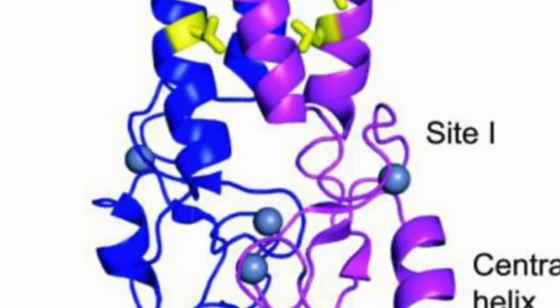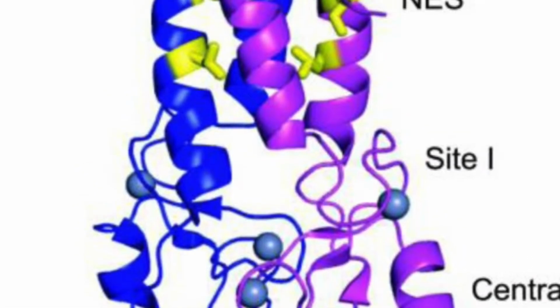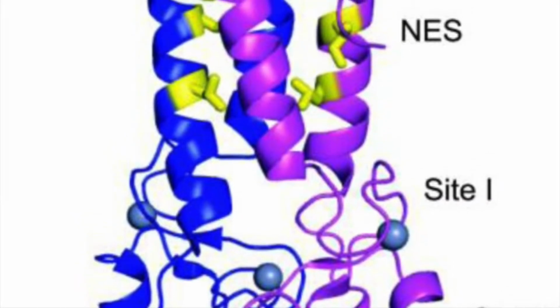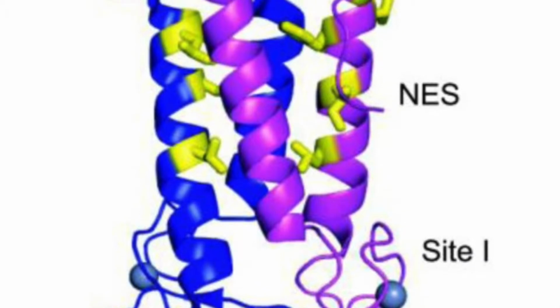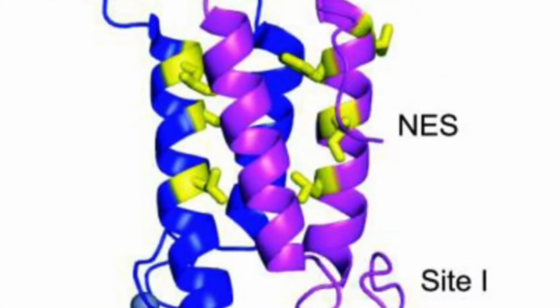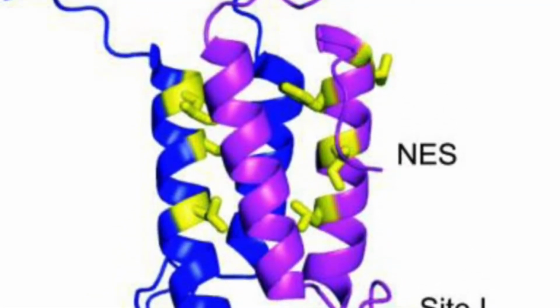In blue is BARD1, BRCA1's partner protein. BRCA1 must first bind to BARD1 to form the dimer, as pictured here from Clark and others. The dimer can then perform tumor suppression by a process called ubiquitination.